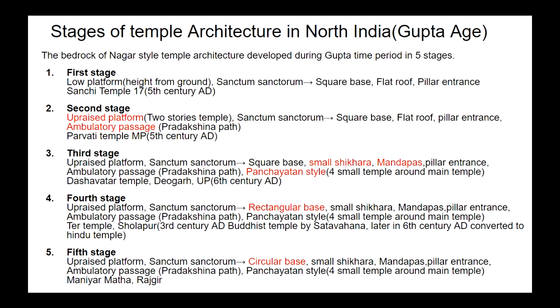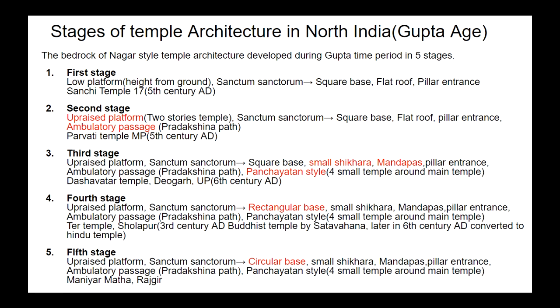Then in the fourth stage we found upraised platform, sanctum sanctorum with rectangular base. In the earlier three stages, the sanctum sanctorum was square base, but in the fourth stage the sanctum sanctorum was with rectangular base. Small sikhar, mandapas, pillar entrance, ambulatory passage or pradikshina path, panchayatan style. The example of fourth stage temple architecture is the Ter temple at Solapur. It was a temple built by a Satvana ruler in 3rd century AD, but later it was converted to a Hindu temple in 6th century AD.